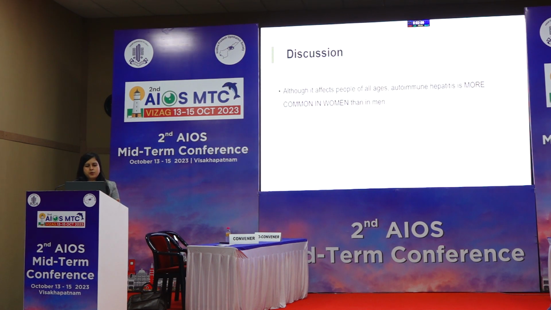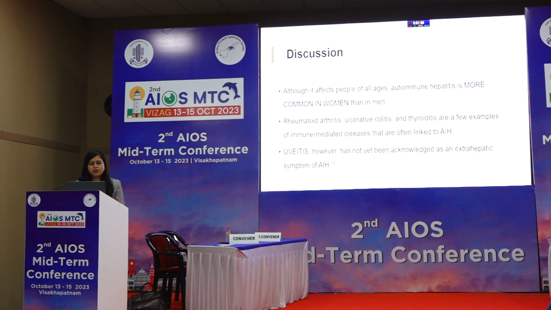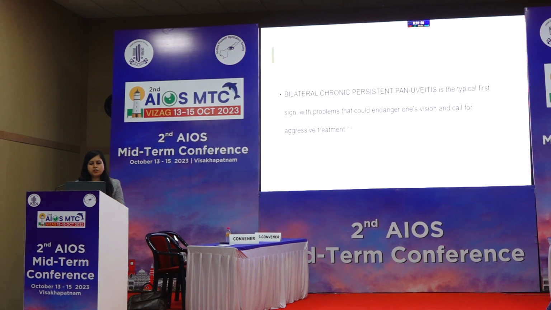Although it affects people of all ages, autoimmune hepatitis has been found to be more common in women than men. Rheumatoid arthritis, ulcerative colitis, and thyroiditis are a few examples which are often linked to AIH. Uveitis, however, has not been established much as an extrahepatic manifestation of AIH. Bilateral chronic persistent panuveitis is the typical first sign, which needs aggressive treatment.